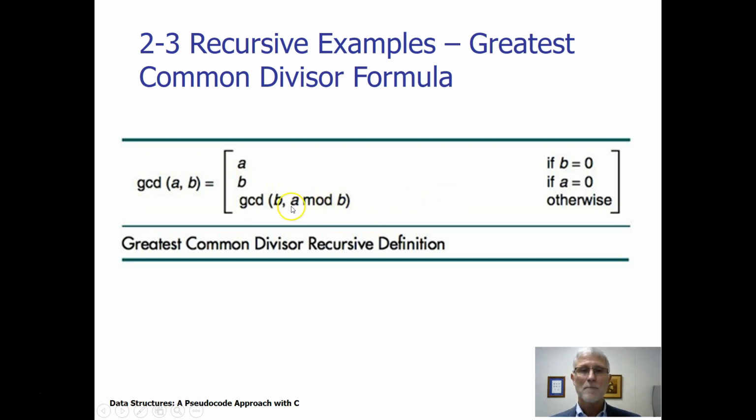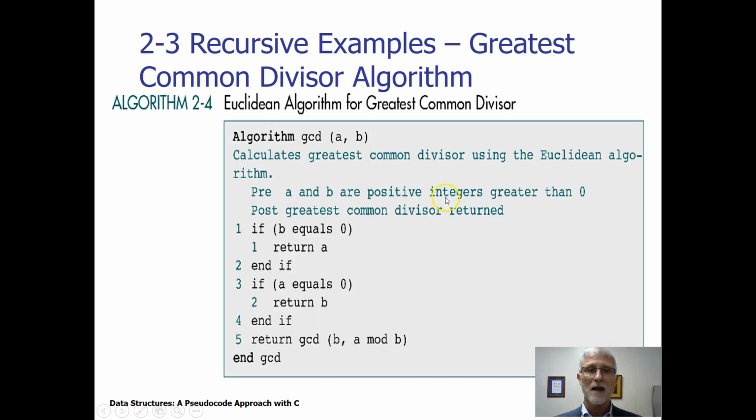So keep that in mind. That's what you're going to do. So now what are we going to do as far as the algorithm is concerned? It calculates a greatest common divisor. A and B are positive integers, and what's returned is the greatest common divisor. So if B equals 0, return A. If A equals 0, return B, because that means they're identical. And if not, I'm going to call greatest common divisor again, pass B, and then pass A modulo B.